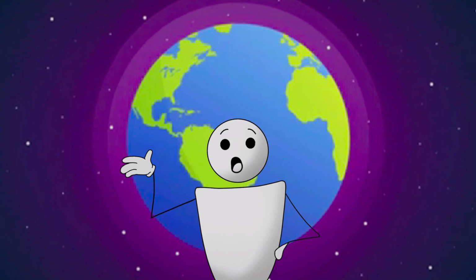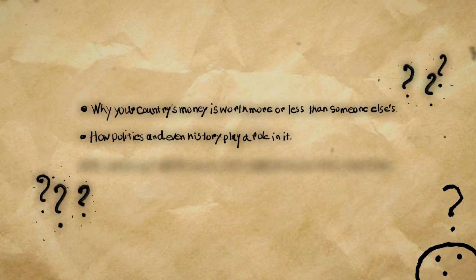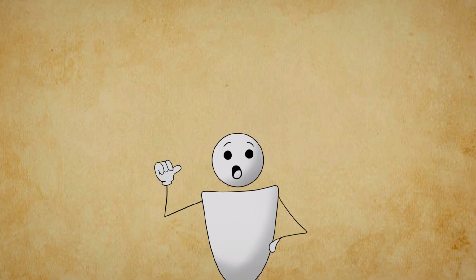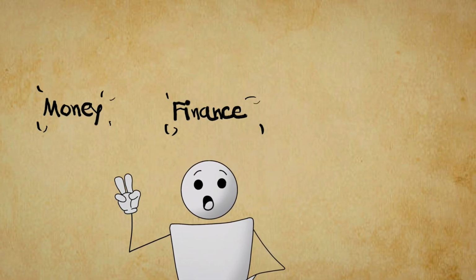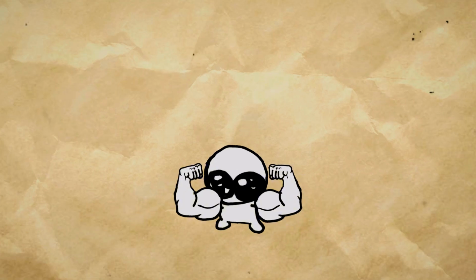By the end of this video, you will know exactly why your country's money is worth more or less than someone else's, how politics and even history play a role in it, and the surprising real-life events that made some countries stupid rich. This is Decoding IQ, where you make money, finance and economy so simple that even your 5-year-old cousin could flex at the dinner table.